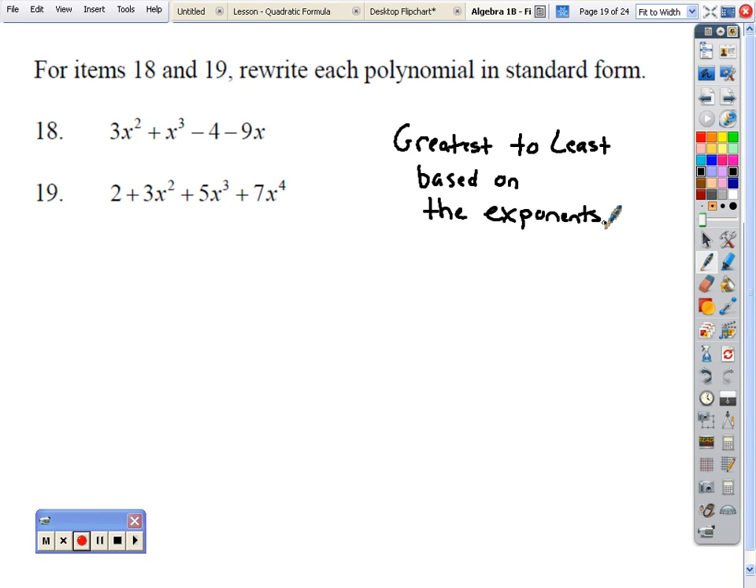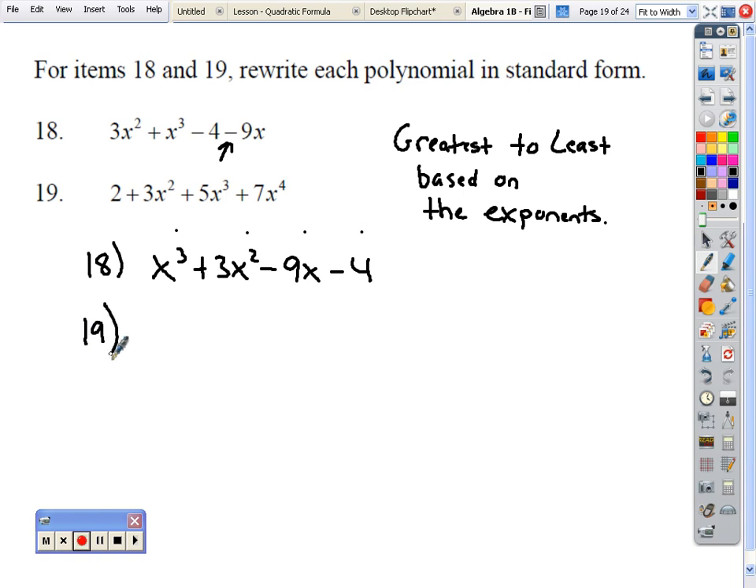So if we look at number 18, the biggest exponent is the 3 in x to the third, so I'm going to write x to the third first. And then the next biggest exponent is this 2 in the 3x squared, so I'm going to write 3x squared next, followed by the x in 9x, but that's really negative 9x, so I'm going to write minus 9x and then minus 4. So number 18 is written in standard form, and if you notice it goes 3, 2, 1, 0 in terms of the exponents.